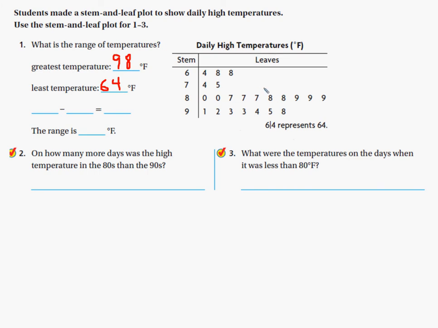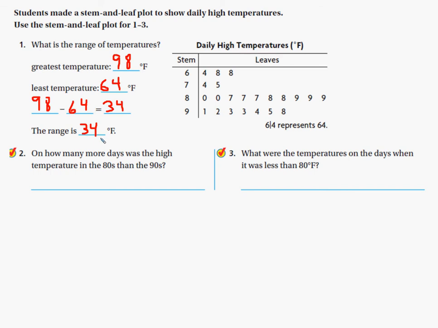This is very easy to navigate and understand when the numbers are in this format. This is a very good organizational tool. So now we subtract them. 98 minus 64. If I subtract these, I get 34 degrees Fahrenheit. So my range is 34.